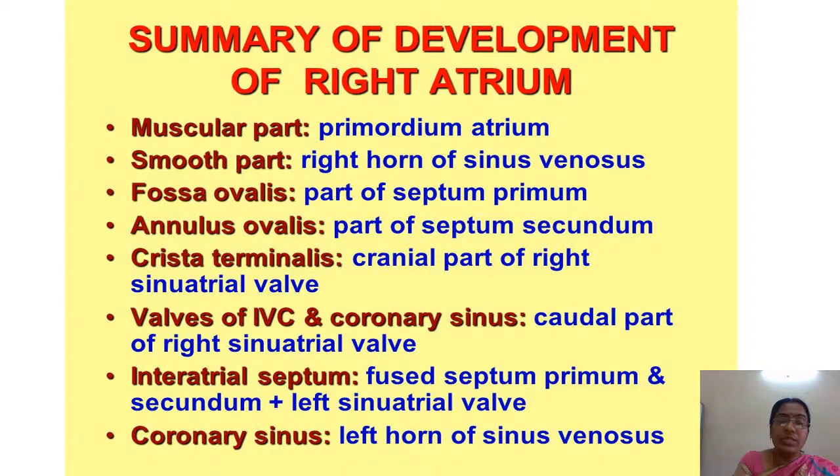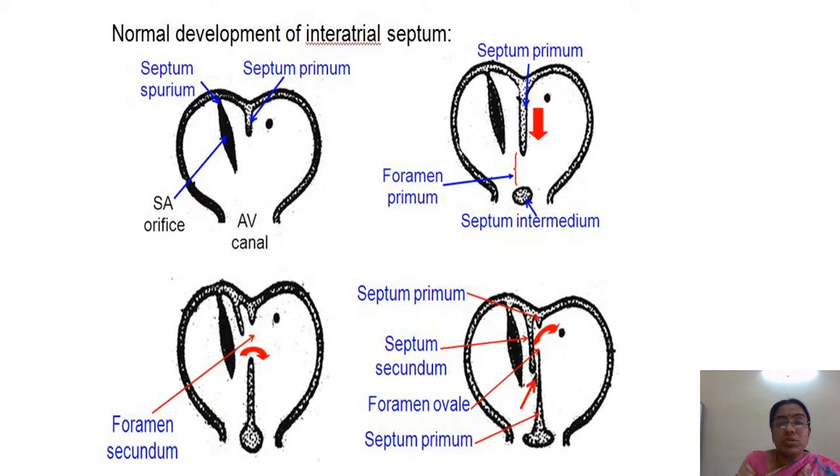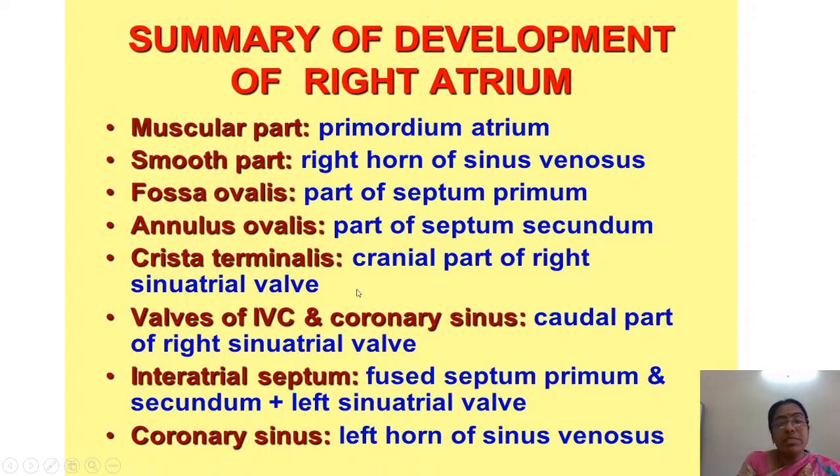So I have summarized the development here. The muscular part of the right atrium, that is the rough part, is developed from the primitive atrium. The smooth part is developed from the sinus venosus. The fossa ovalis has developed from part of the septum primum. This is the septum intermedium. Normally it will be closing; it is called the foramen ovale. The part of the septum primum develops as the fossa ovalis. The annulus surrounding the fossa ovalis is developed from the septum secundum.